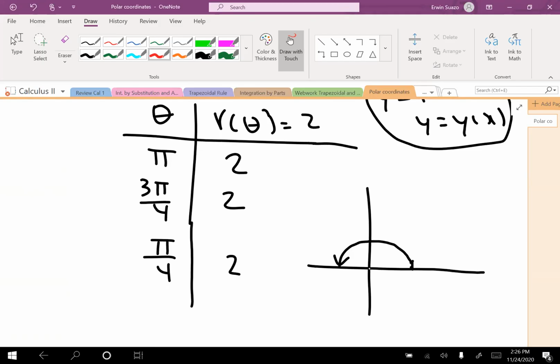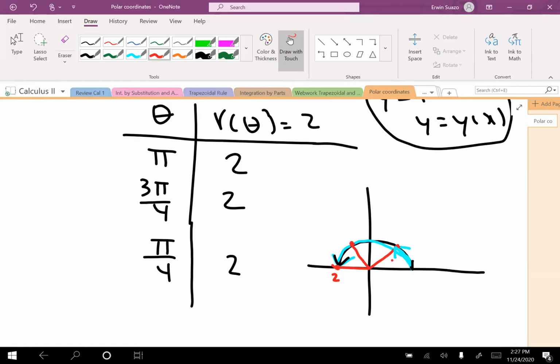My distance from here to here has to be 2. So now you give me 3 pi fourths. Let me choose another color. 3 pi fourths is, well, let me do first pi fourths. Pi fourths is this one, until here. This is my angle, and my radius is 2. So 1 pi fourths, 2 pi fourths, 3 pi fourths.